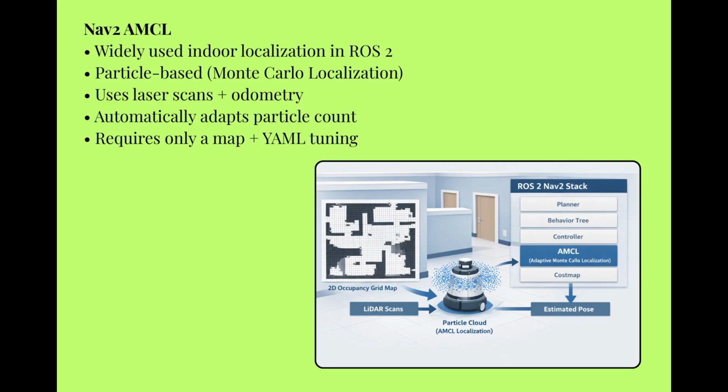In nav2 AMCL, the motion model and the laser sensor model are already implemented for us. So in practice, we don't code the algorithm from scratch. We mainly provide our map and then tune a YAML configuration file so AMCL matches our robot sensor and motion.